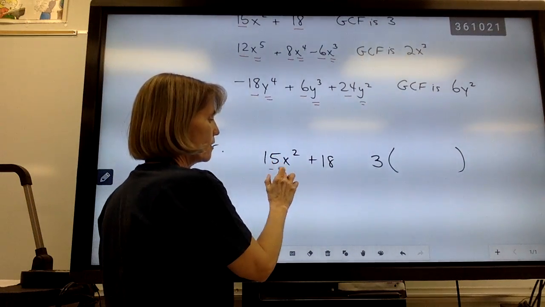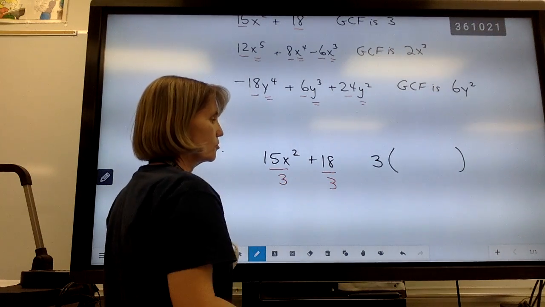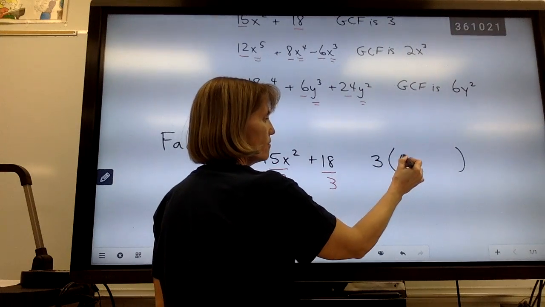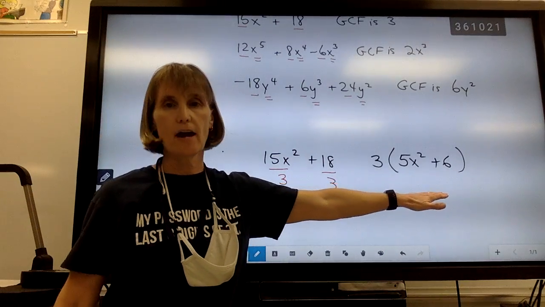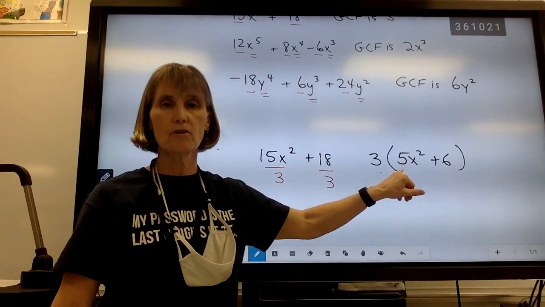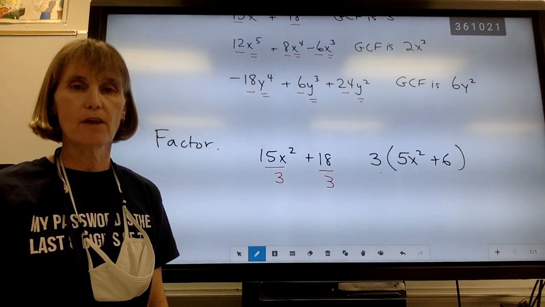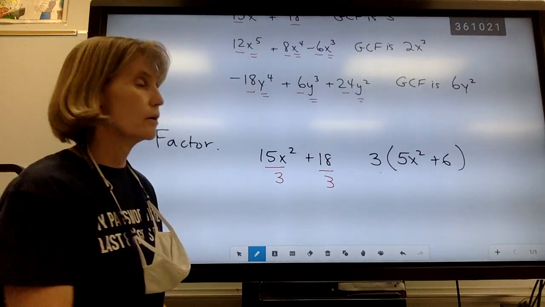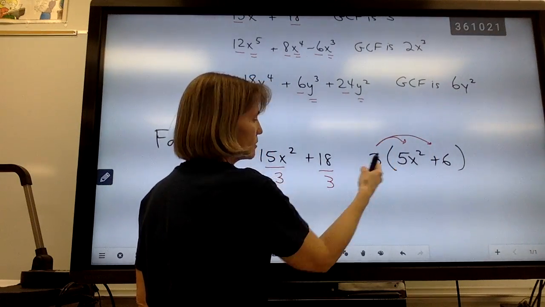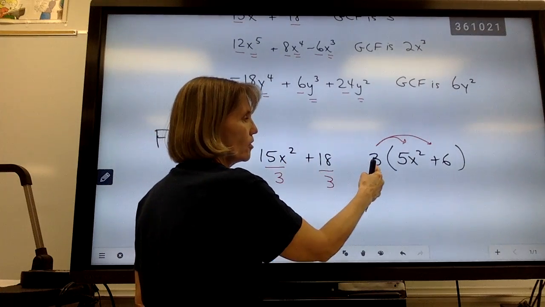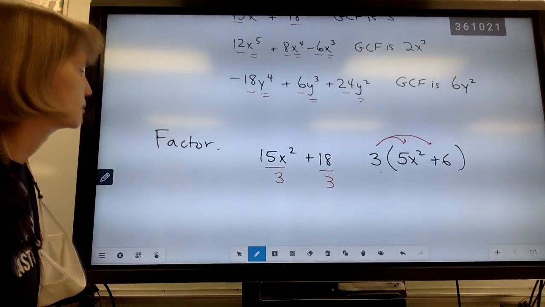So if I take a 3 out of this, it's essentially dividing by 3. If I divide both of those terms by 3, I would get 5x squared plus 6. That is factored. I took out the greatest common factor, and this polynomial is what would remain. You can always check your work by going back and distributing. You can do this mentally. If I were to distribute 3 times 5x squared, I should get that 15x squared. 3 times 6, I should get 18. Make sure that you have that.